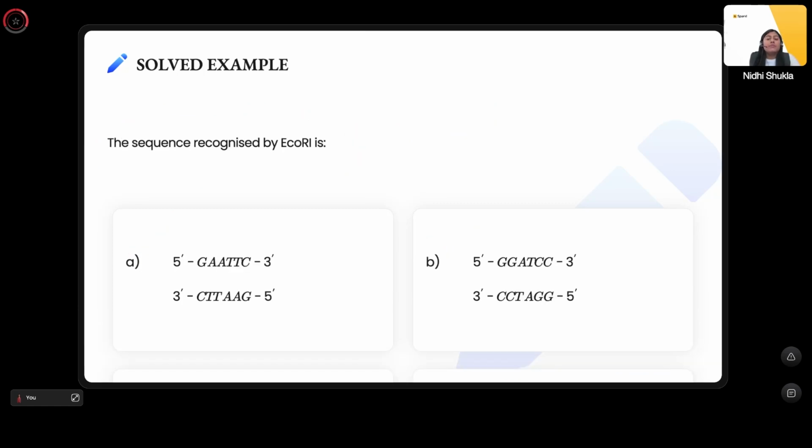Now, the sequence recognized by EcoR1. The sequence is very important because this has time and again been asked in NEET.